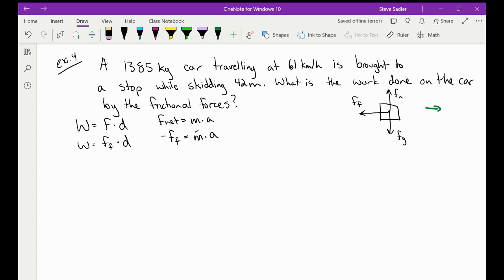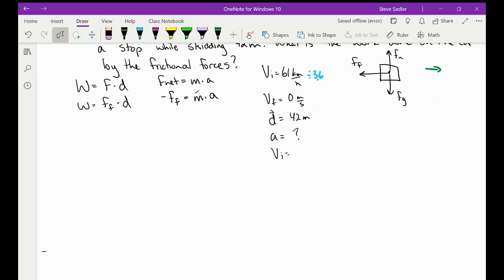All right, so we have the mass of the car. We know how fast it's traveling. We know its V initial is 61 kilometers per hour. We know its V final will be 0 meters per second. And we know it's doing that over a displacement of 42 meters. So we can use kinematics to find the acceleration. The first thing I'm going to do is divide by 3.6 so that I get a new initial velocity of 16.9 meters per second.